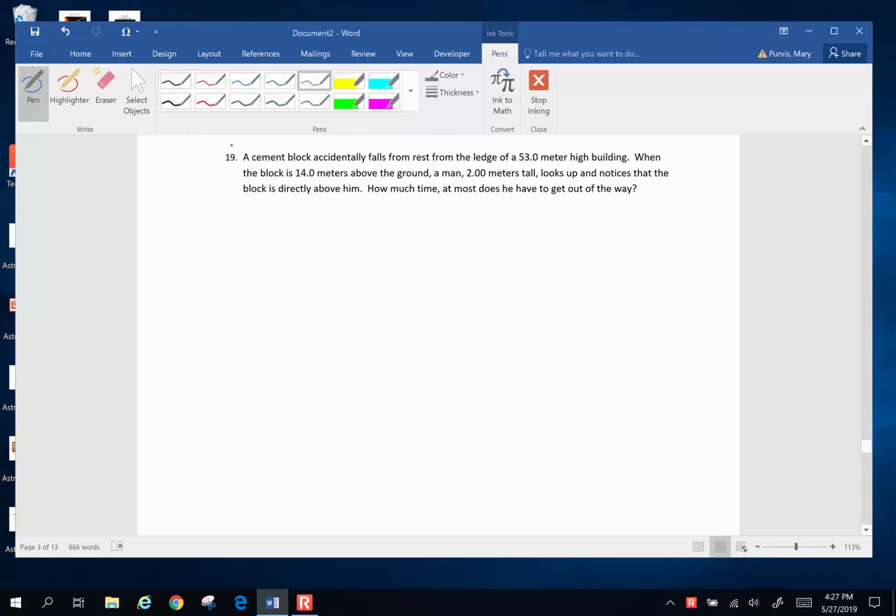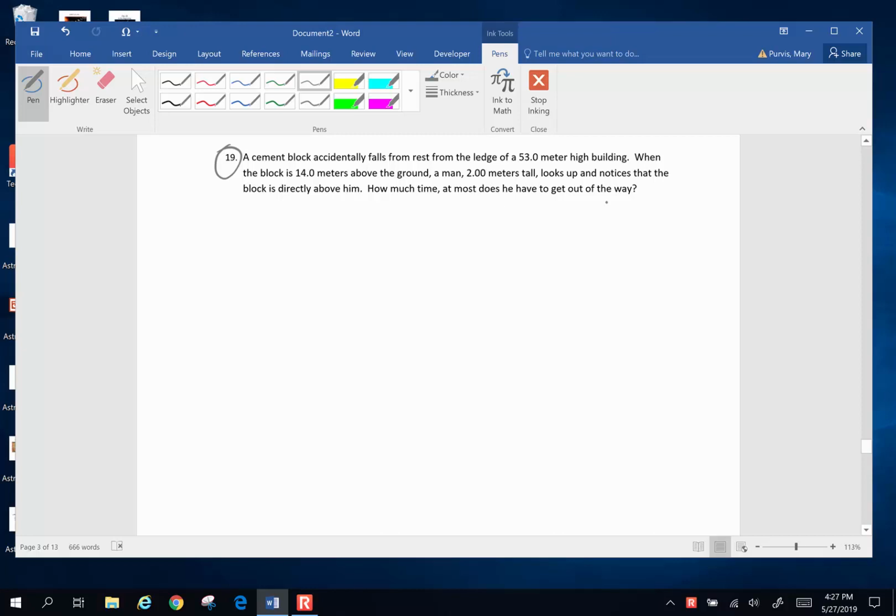All right, folks, Chapter 2, homework problem number 19, and here goes. A cement block accidentally falls from rest from the ledge of a 53-meter high building. When the block is 14 meters above the ground, a man 2 meters tall looks up and notices that the block is directly above him. How much time at the most does he have to get out of the way?